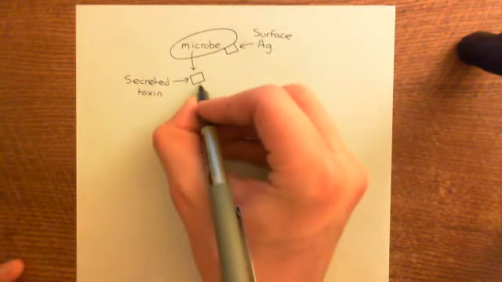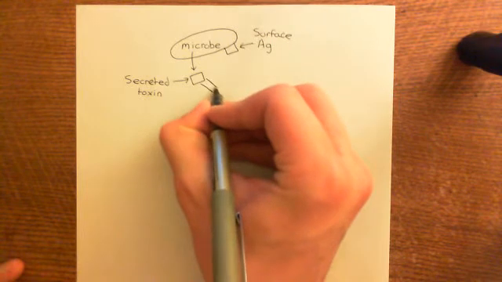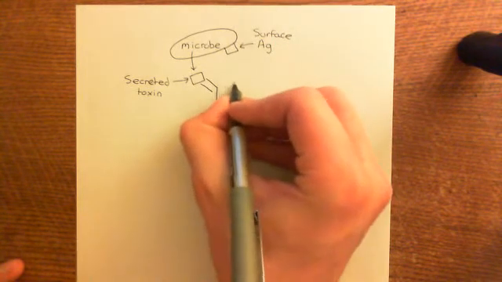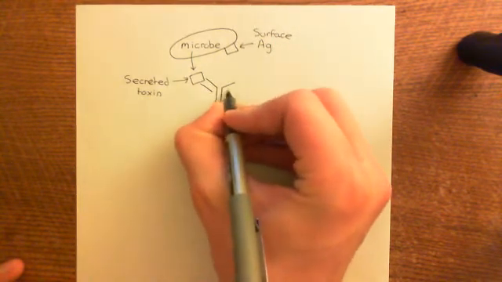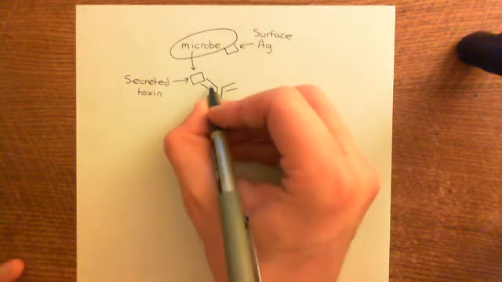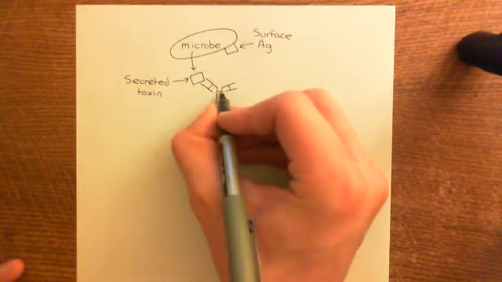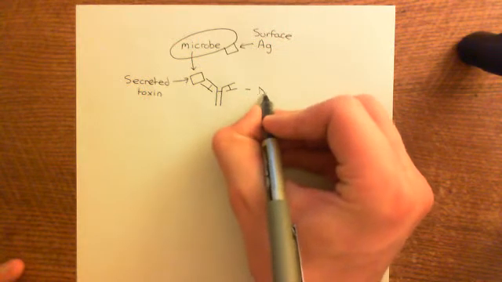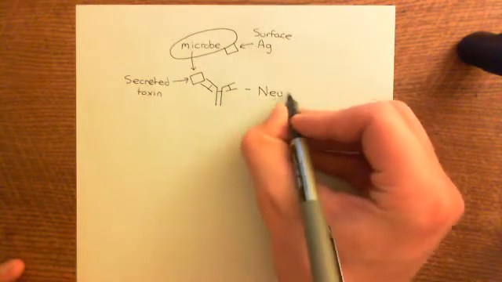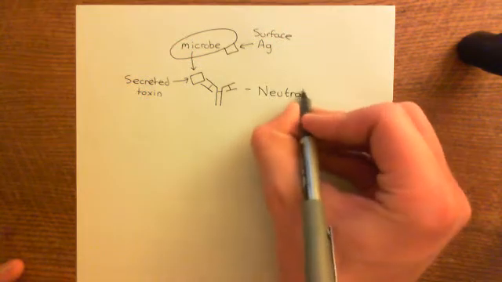Remember the abbreviation for antigen is AG, so I'll put surface antigen there. If it's a secreted toxin, then what will happen is this antibody that we're producing will come and bind to this secreted toxin, and it will neutralize the secreted toxin. So this is one of the functions of the antibody: the neutralization of toxins.